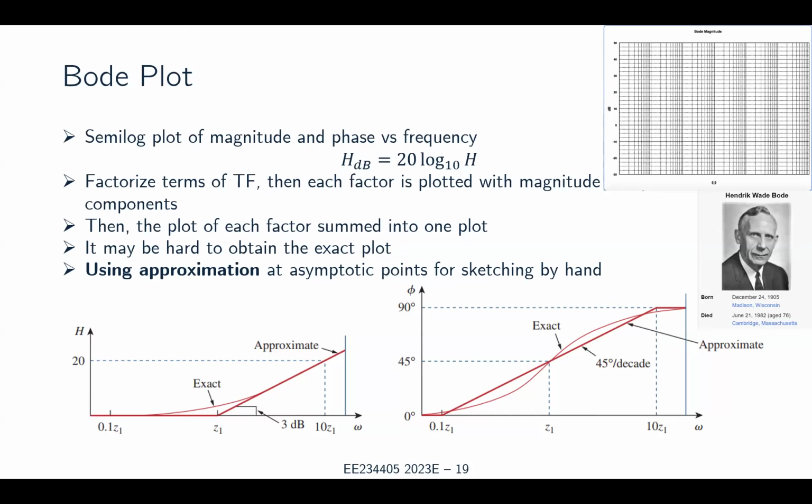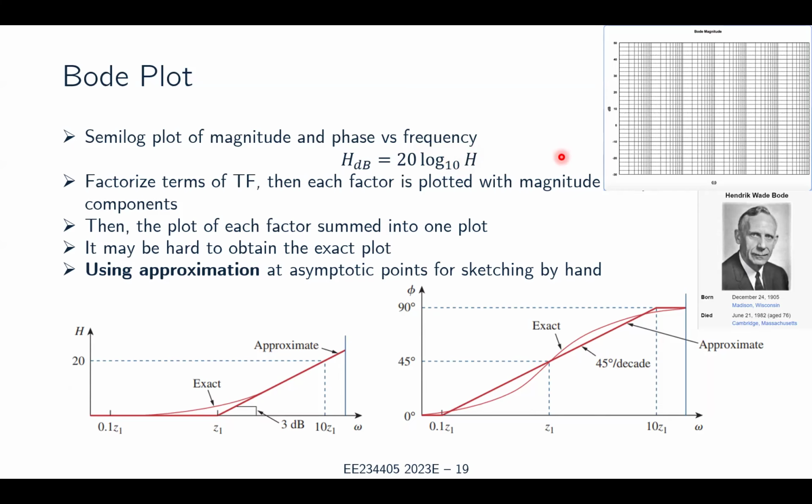Well, Bode plot is a semi-log plot of the magnitude and phase versus the frequency of the system. So yeah, frequency here, the context is of course the complex frequency, or could also be approached by the imaginary frequency j omega. So Bode plot H in decibel is 20 times log with base 10 of H. So H is the term of the factors of the transfer function.